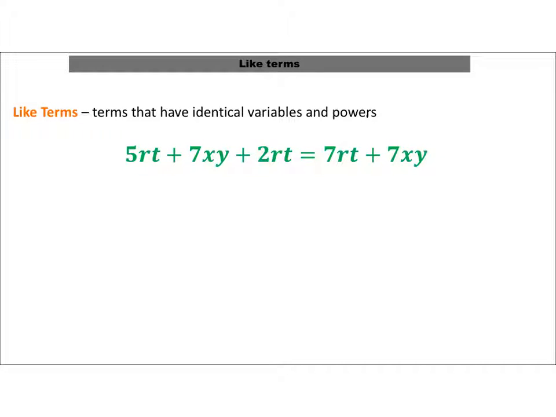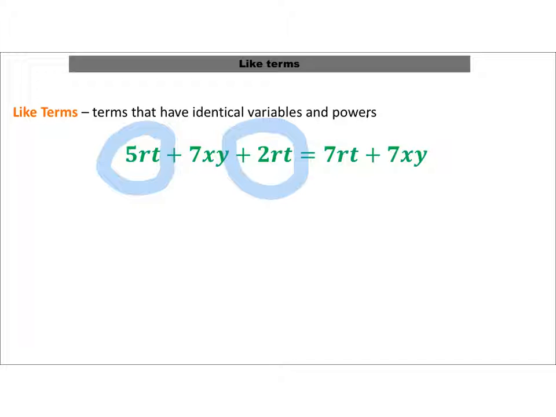So before I get on to some worked examples for you, I just want to recap on what like terms are. Like terms are terms that have identical variables, so identical groups of letters, as well as powers. We can see from this first example that 5RT and 2RT have groups of identical variables and powers.